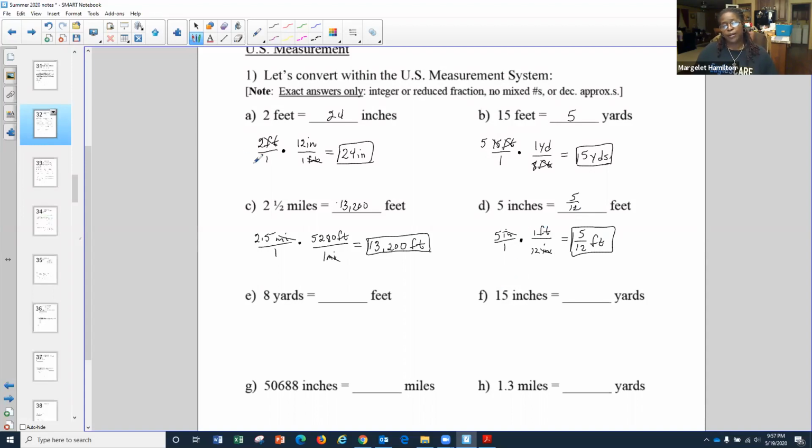Remember, we want our exact answer, right? So if you put this in your calculator and you got that decimal, use your toggle button to bring it back. If you notice, we didn't really have to use our calculator much except for right here at C so far. Okay, let's go on down to E.